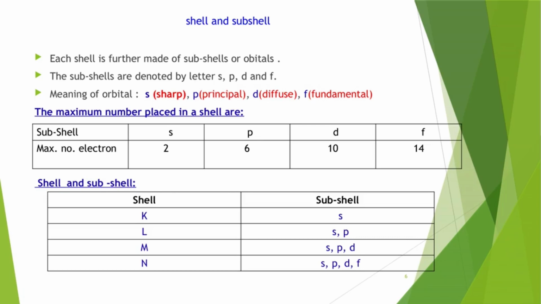Now, next I have told how many subcells are in each cell. In the K cell there is only 1 subcell, in L there are 2 subcells, that is S and P, in M there are 3 subcells, that is S, P and D, and in N there are 4 subcells, that is S, P, D and F. So, this sequence and the number of electrons that can be adjusted in a subcell you should remember. Okay, it is very much important to know the chemical and physical properties later on. Now, next slide.